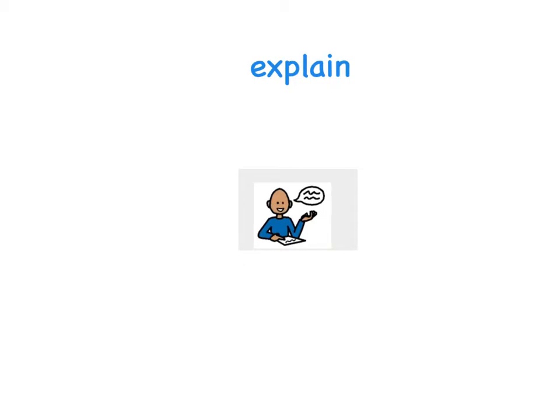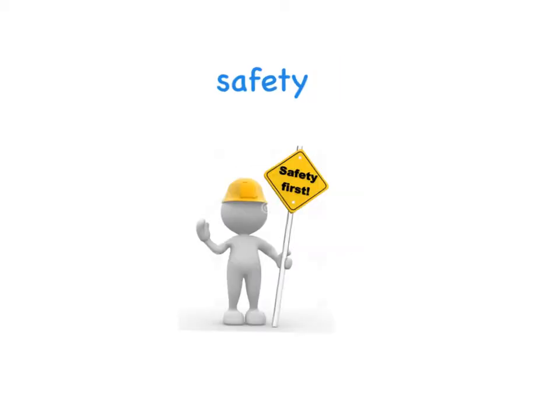Explain. Where is the long A pattern? It's our AI. Good job. Safety. Where is the long A pattern? We have a vowel, consonant, silent E.